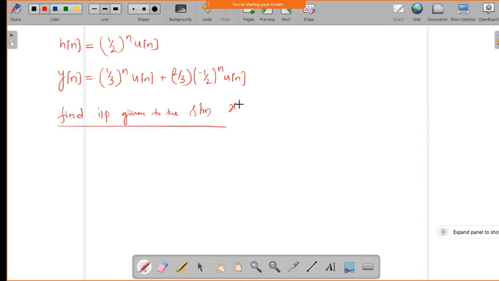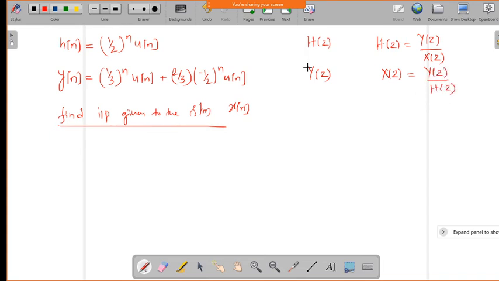So now we have to find out x of n. Now how will we find out x of n? First find out h of z and y of z. Now we know the equation h of z is given by y of z divided by x of z. So we can find x of z in the z domain, which is given by y of z divided by h of z.